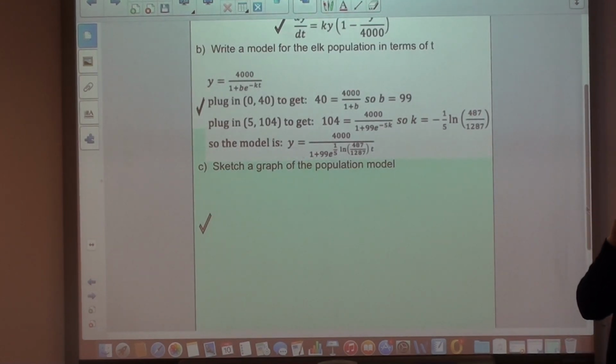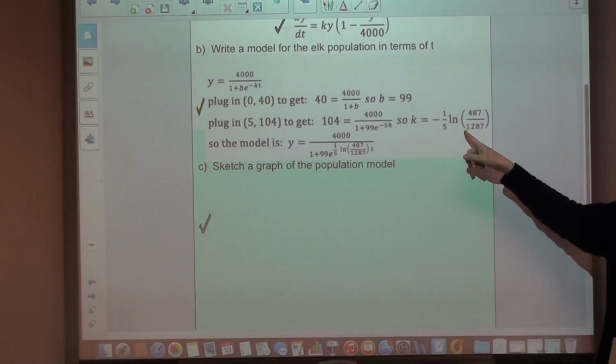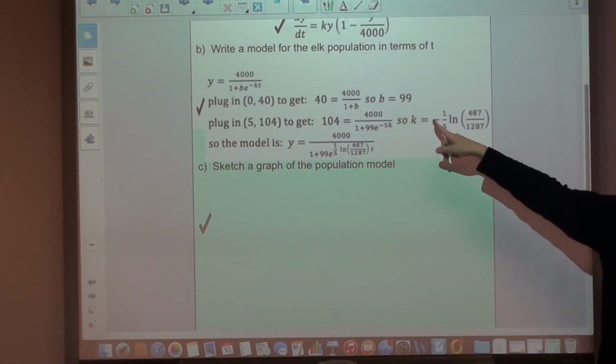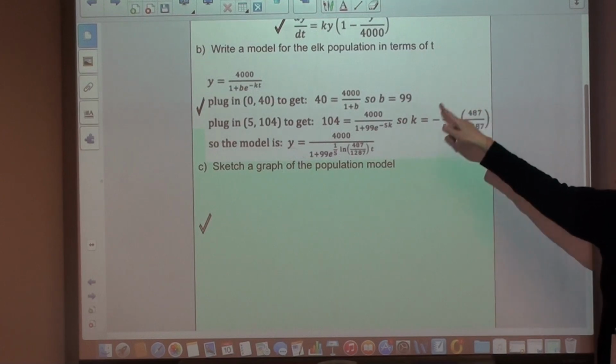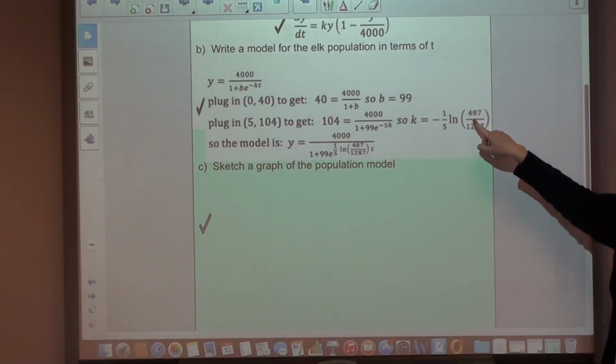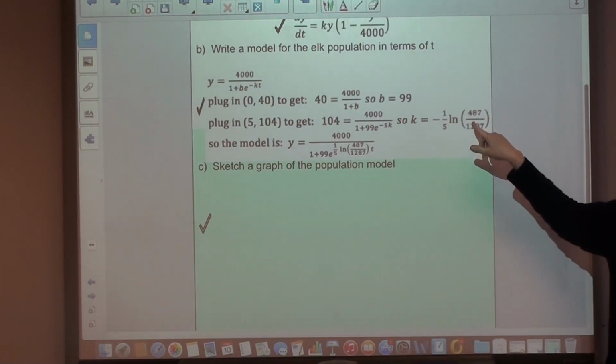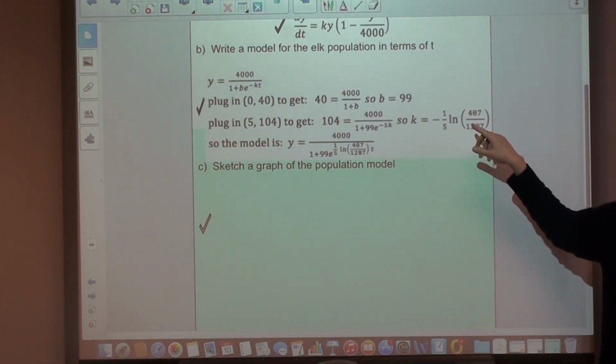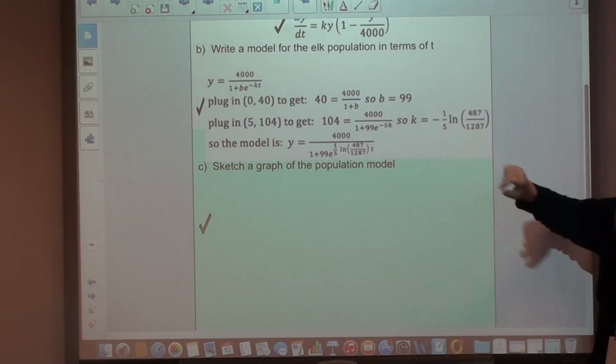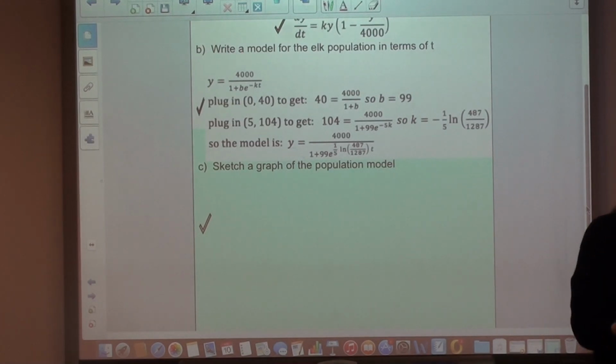If the population is growing, will k be negative? Positive. Just because there's a negative in front doesn't make it negative. Why is this a positive number? Because whenever you have a natural log of a number less than 1, the output is negative. So believe it or not, this k is a positive number. If you put it in your calculator, you'd get positive.